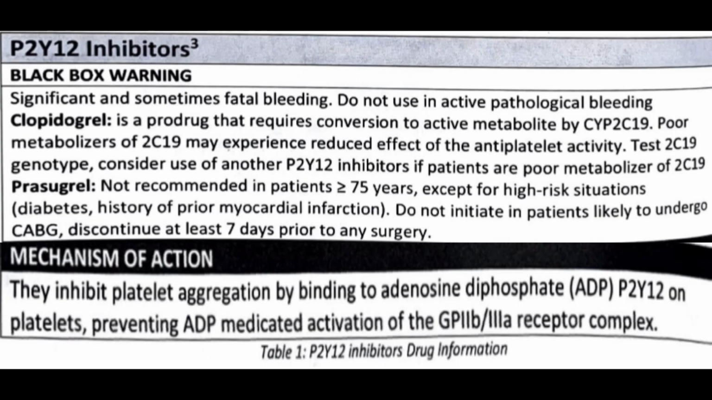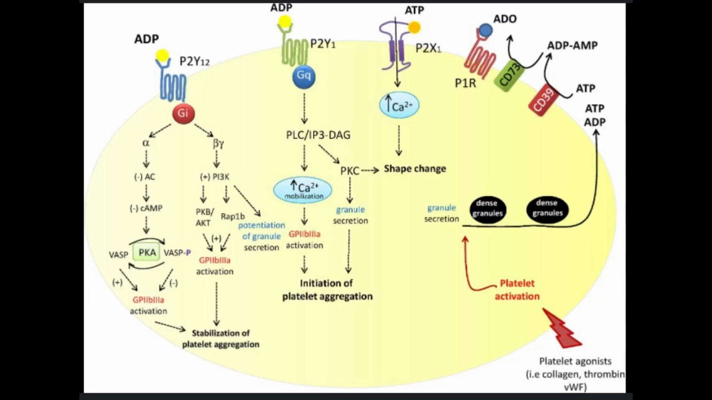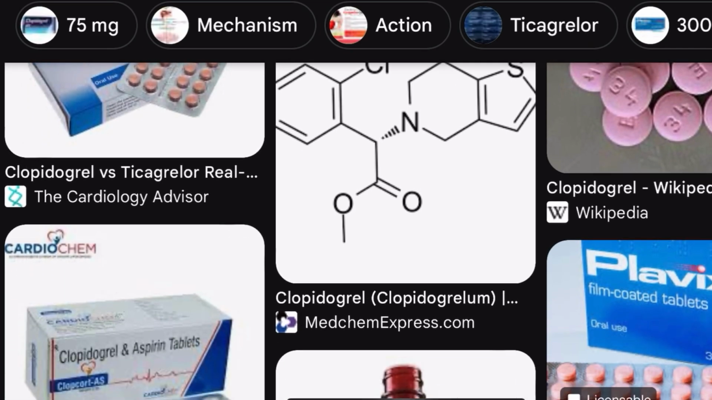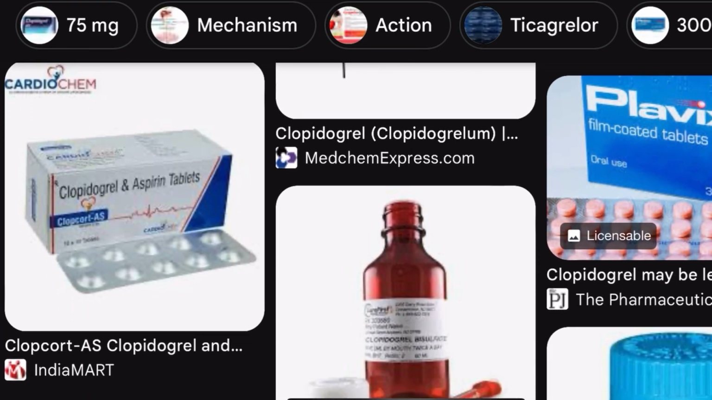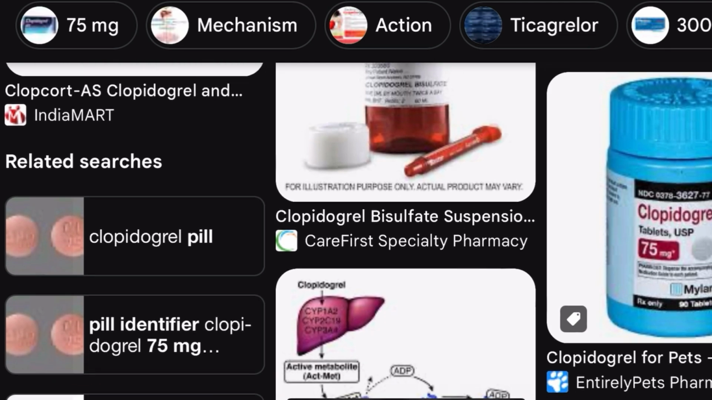Next we have P2Y12 inhibitors. They bind to platelets on their adenosine diphosphate P2Y12 receptor, which is going to prevent GP2B3A receptor complex activation. Examples we have: clopidogrel, Plavix, 300 milligrams, and this is going to be for ACS, MI, and stroke. Loading dose, and then 75 milligrams daily.